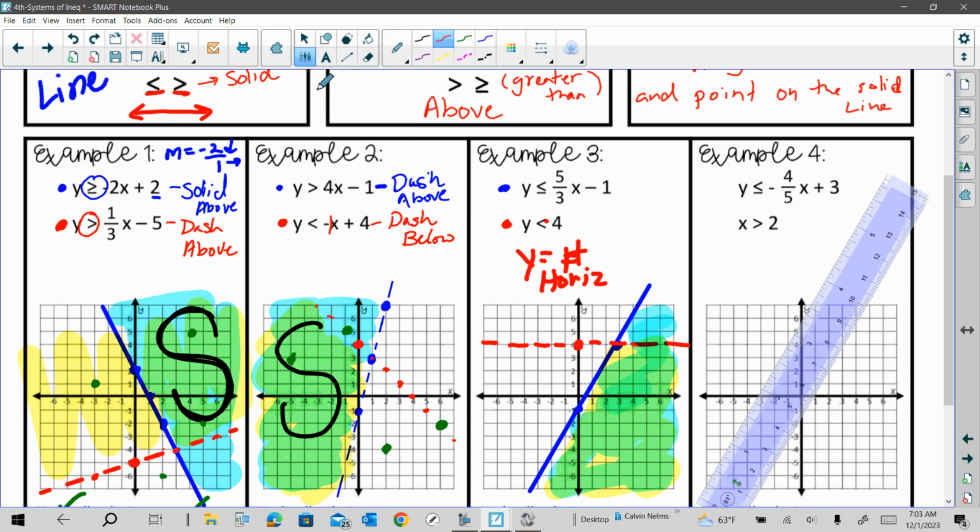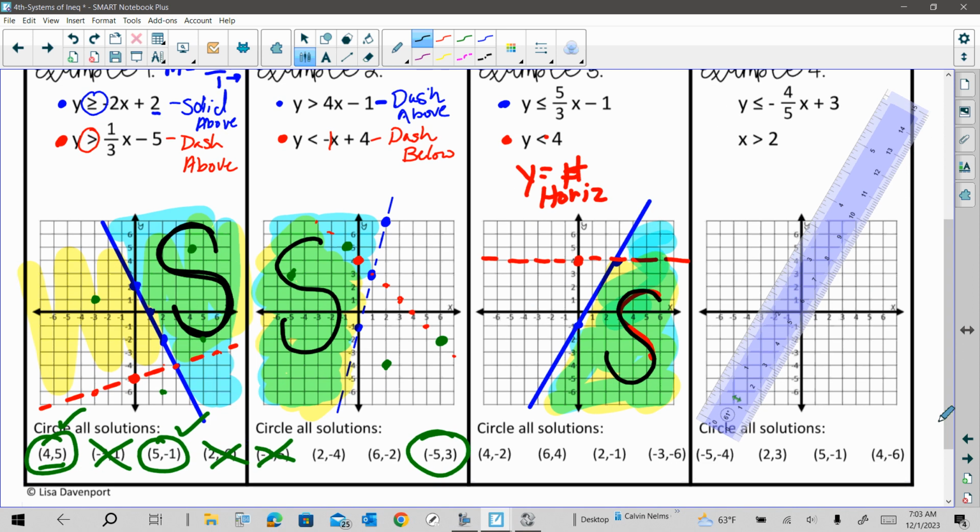So I'm going to put a capital S. Capital S. And now we can check our points. I want you to go ahead and check your points on this one. (4, -2), that's a yes. That's because that's right here. (6, 4), that's above the overlapping.